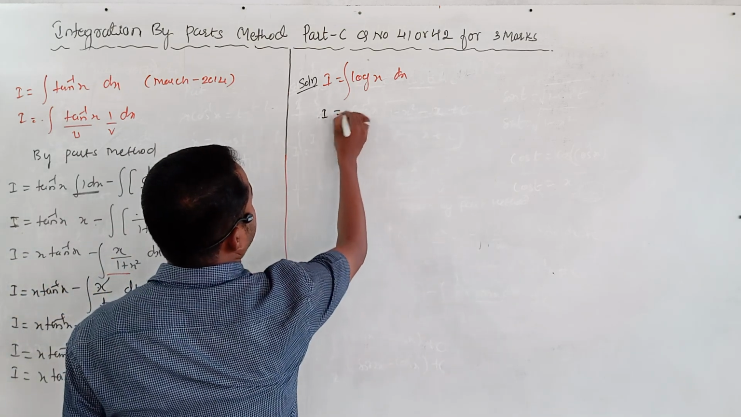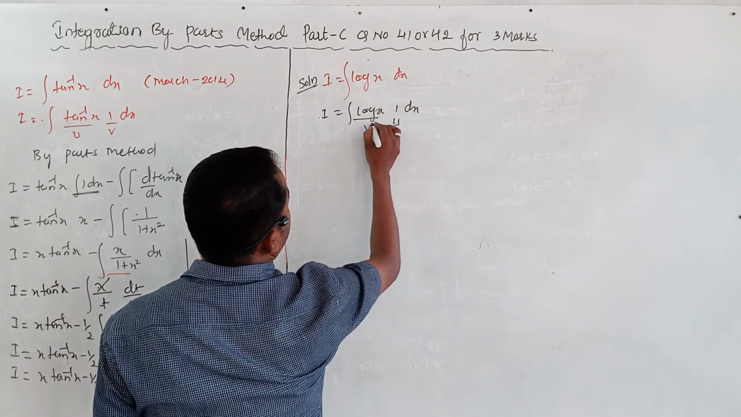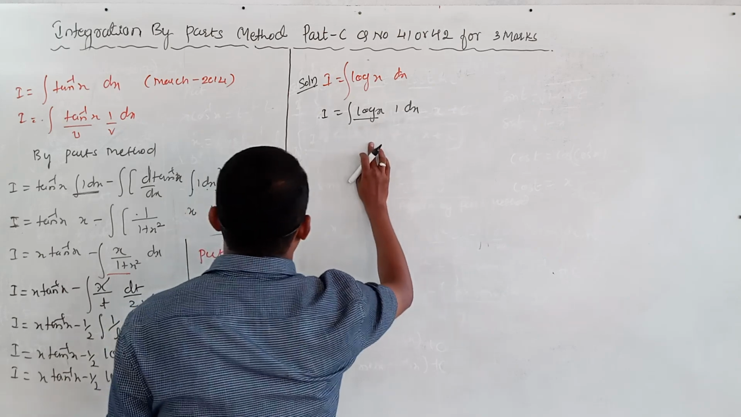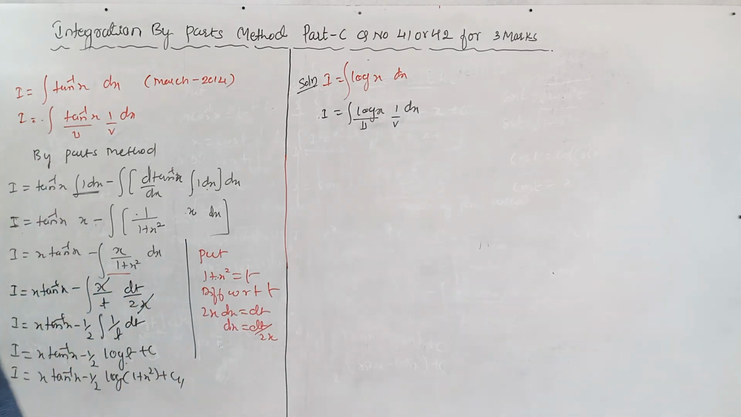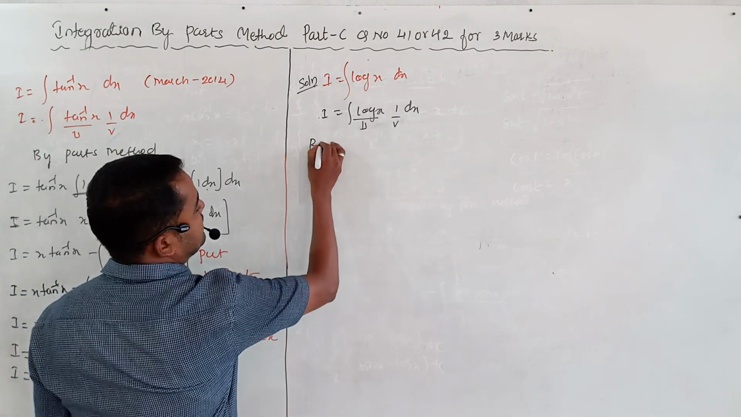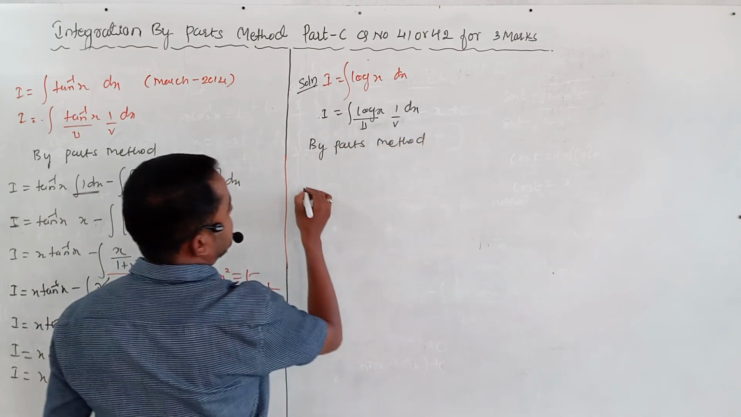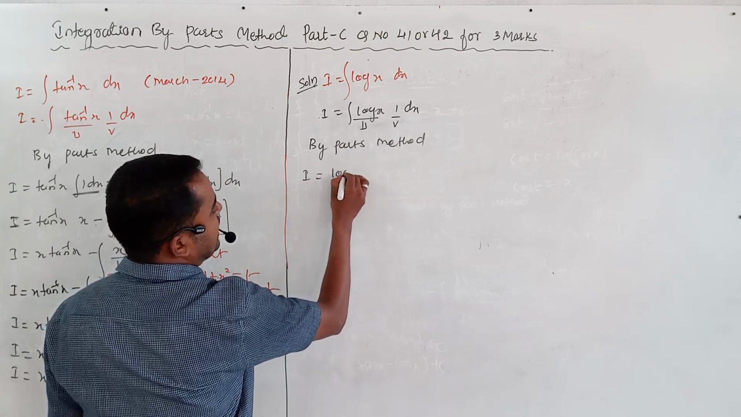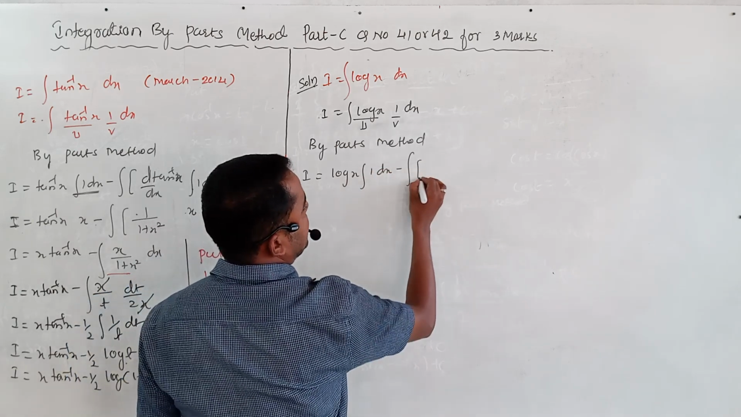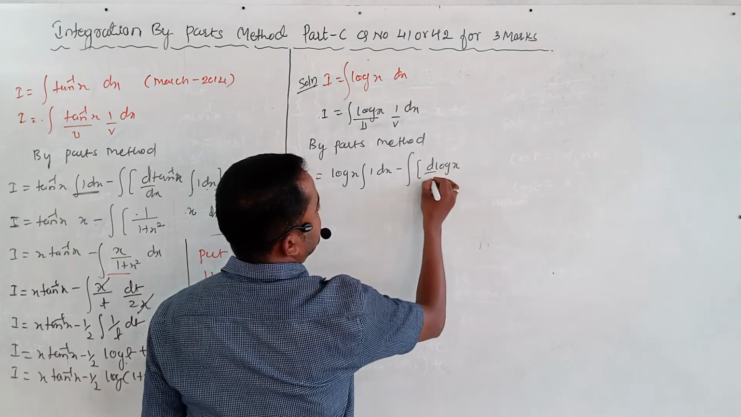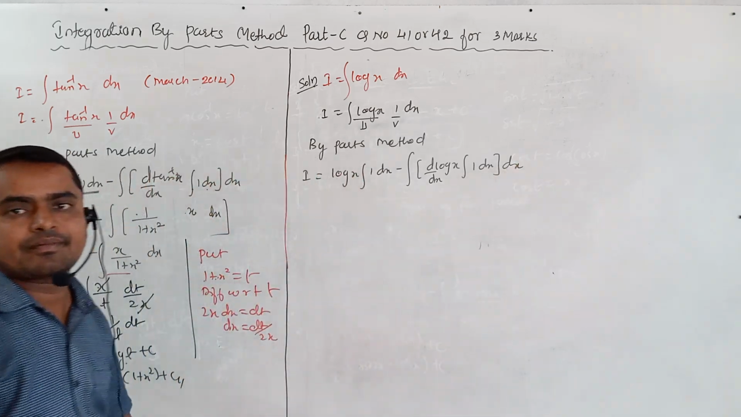Now what I am doing here, I is equal to log x into 1 dx. This is u and this is v. According to ILATE rule, L means log is u and this is v. See here, by parts method. I is equal to u as it is, that is log x as it is, integration of 1 into dx, minus integration of derivative of log x with respect to x, integration of 1 into dx, whole bracket, dx.